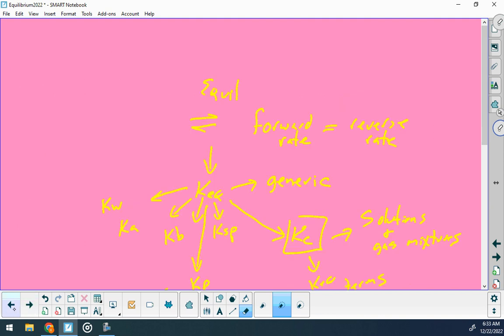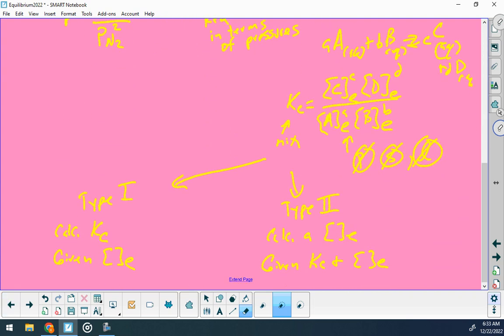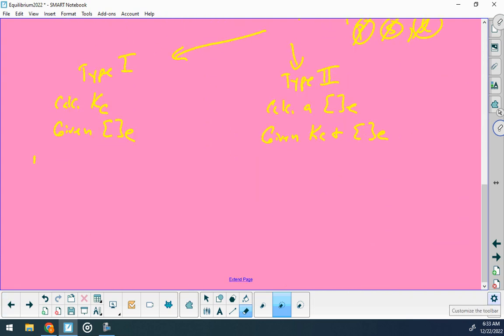Number one, first thing you should do, write the expression for your Kc, right? So you're going to write it in terms of your concentrations. Two, input your equilibrium concentrations into your Kc expression. And then number three, solve. That's a piece of cake. Solve for your Kc, right? Good, so here we go.